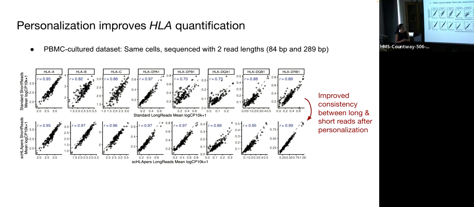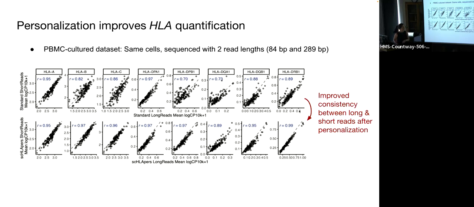And in this example, one of our data sets, interestingly, was sequenced on the same cells, but using 2 different read lengths. So 84 base pairs and 289 base pairs. And so we reasoned that these different read lengths could be leading to different degrees or kinds of mapping biases based on the read length. And so we reasoned that if we run a standard pipeline, the long and short reads may disagree in terms of what the true estimate for the expression is, but in a personalized pipeline, if it's working correctly, they should agree better.